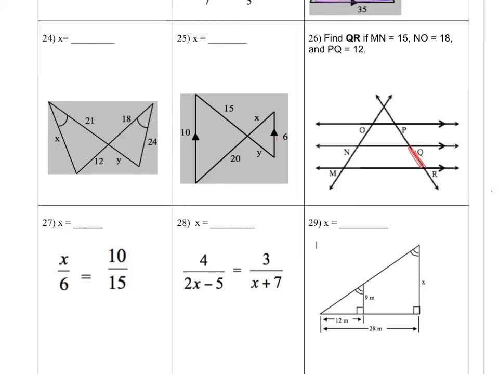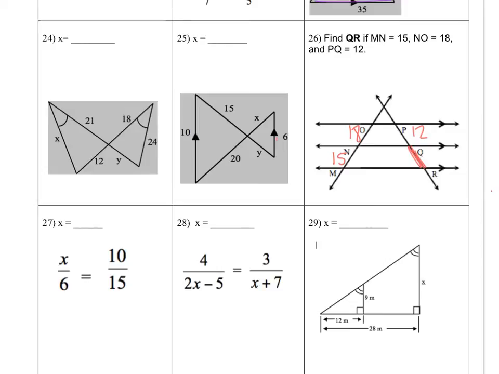Okay, number 26, it says find QR. So we're looking for this right here. It says MN is 15, label your picture. NO is 18, and PQ is 12. Okay, so since these lines are parallel, I know by those arrows right there, that means the parts of the segment are going to be cut proportionally.